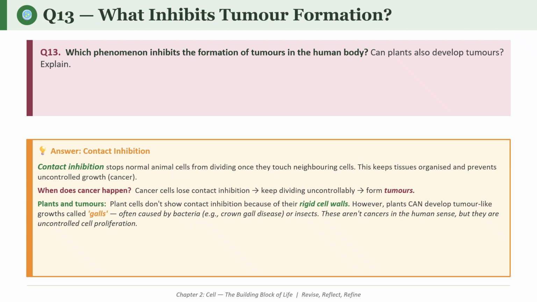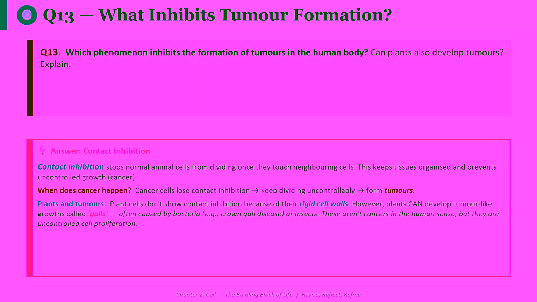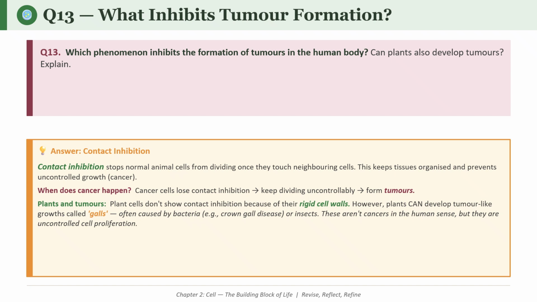So what happens with cancer? It will be like uncontrolled growth. So when does cancer happen, children? The cells lose that contact inhibition, they keep dividing uncontrollably and they form tumors.